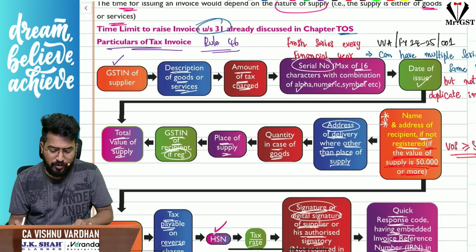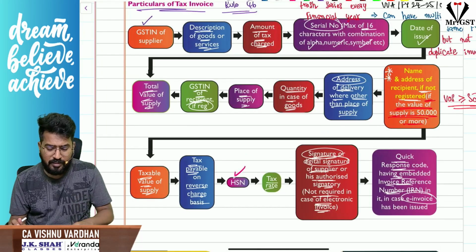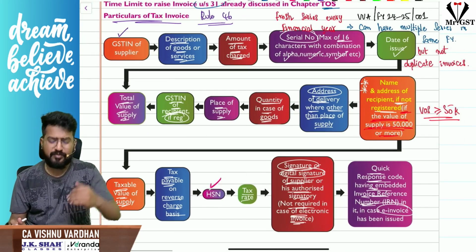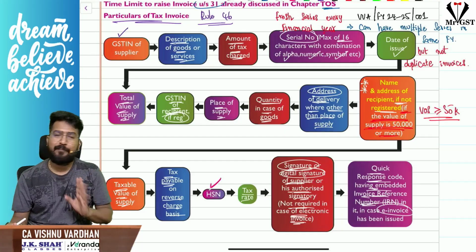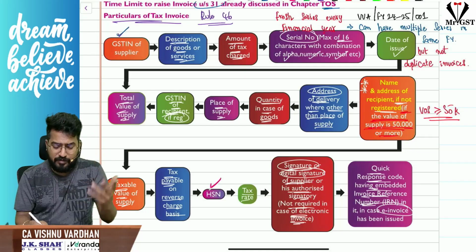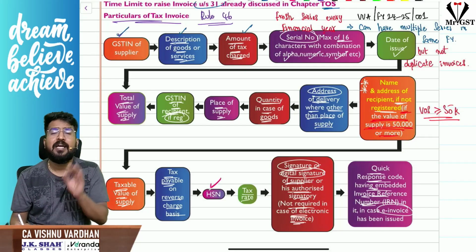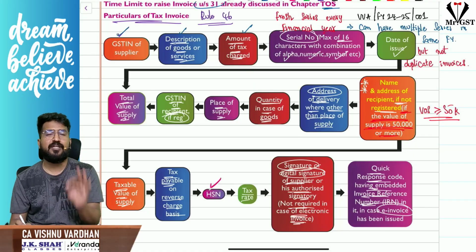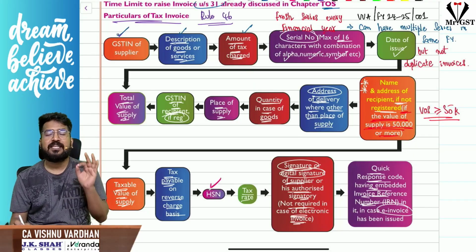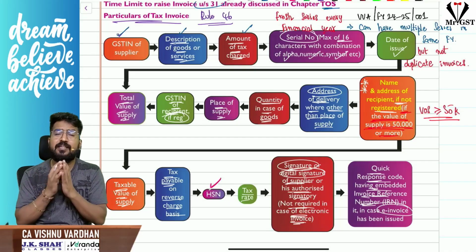So in this, we are now going to see the particulars of a tax invoice. What are the contents of a tax invoice? Rule 46 talks about the contents of a tax invoice, mostly general points, though there are some technical things. Let us see that. The first ones: the GSTIN of the supplier should be there, the description of the goods and services, the amount of tax you are charging, and importantly the serial number of the invoice, which can be a maximum of 16 characters. It can be any combination of alphabets, numerals, even special characters.